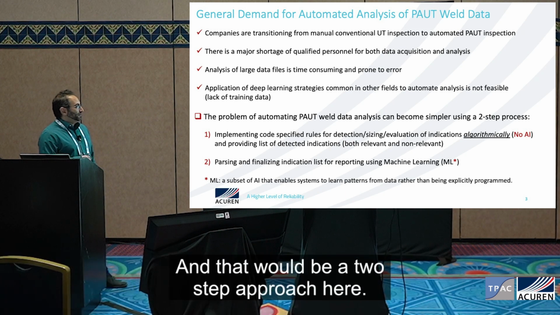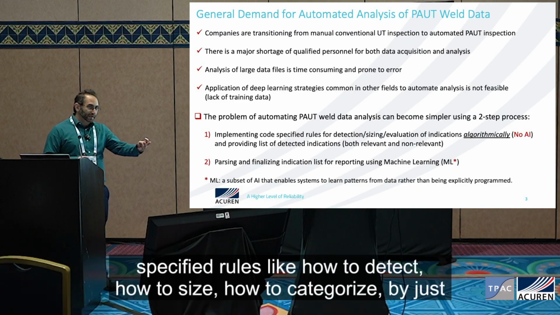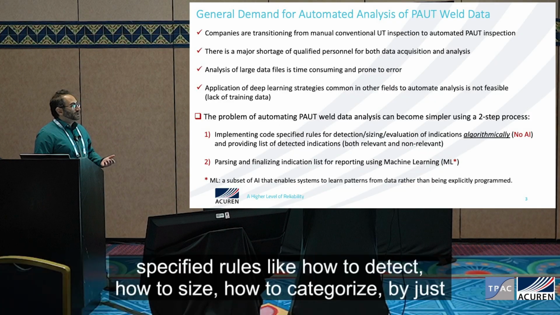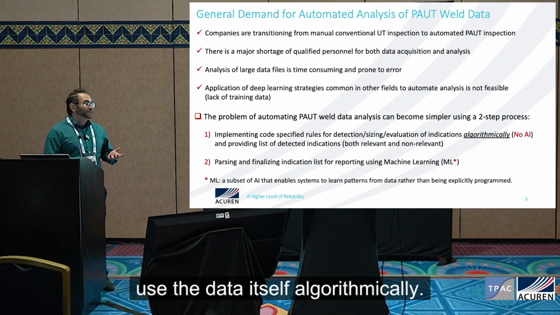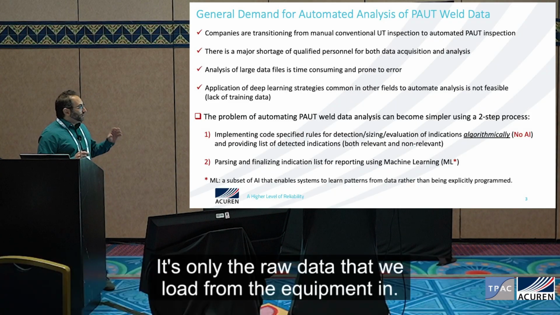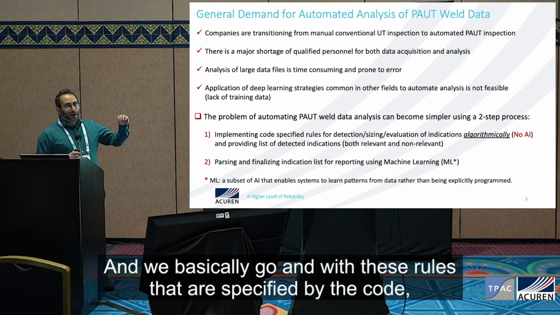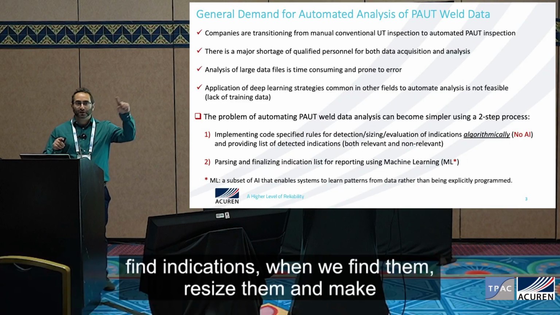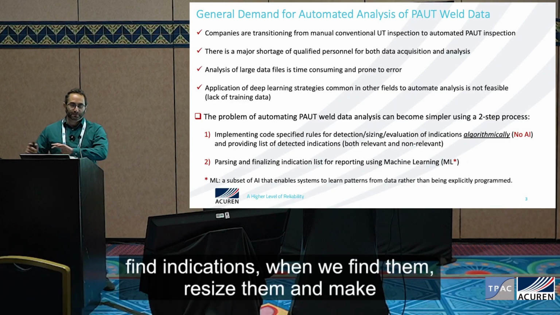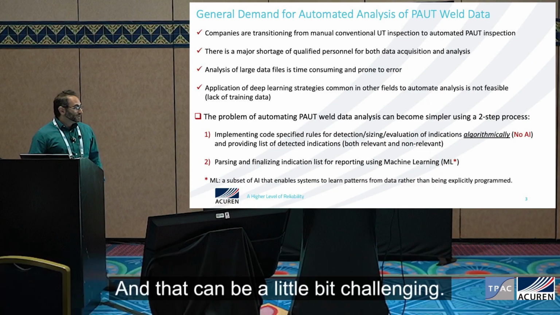And that would be a two-step approach. In the first step, we implement all the code-specified rules, like how to detect, how to size, how to categorize, by just using the data itself algorithmically. What I mean by that is there is no model, there is no AI, it's only the raw data that we load from the equipment. With these rules specified by the code, we find indications. When we find them, we size them and make a list of indications. But that list can have both relevant and irrelevant indications in it, and that can be a little bit challenging.